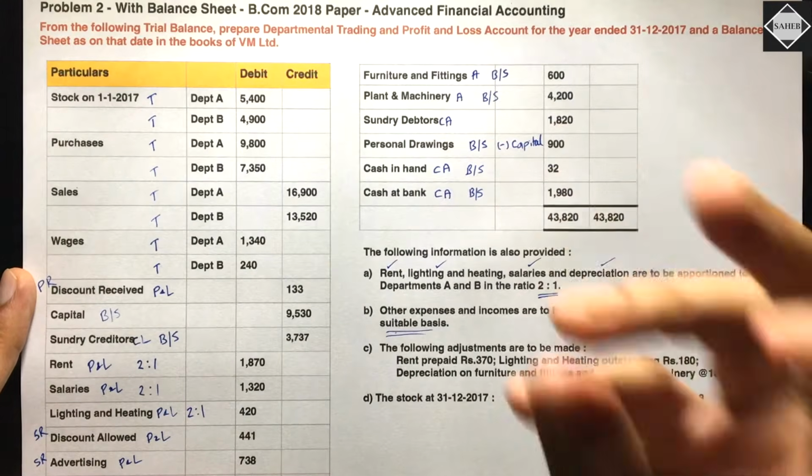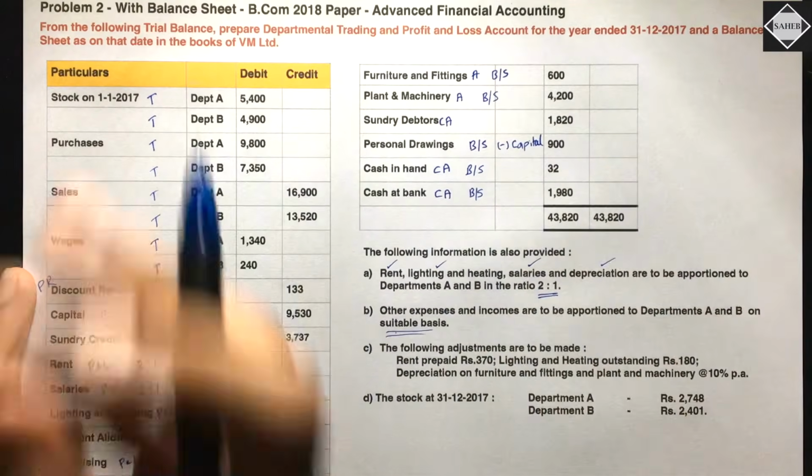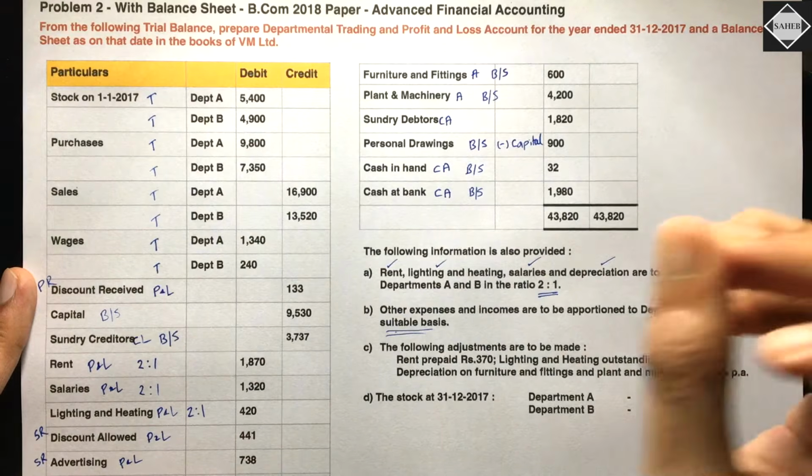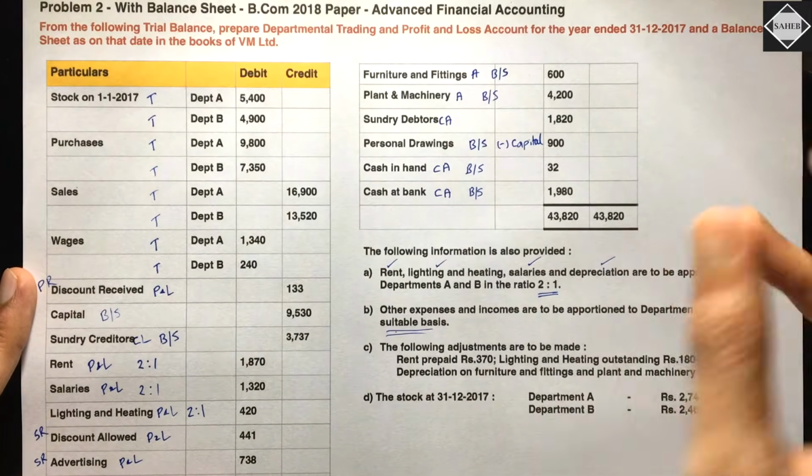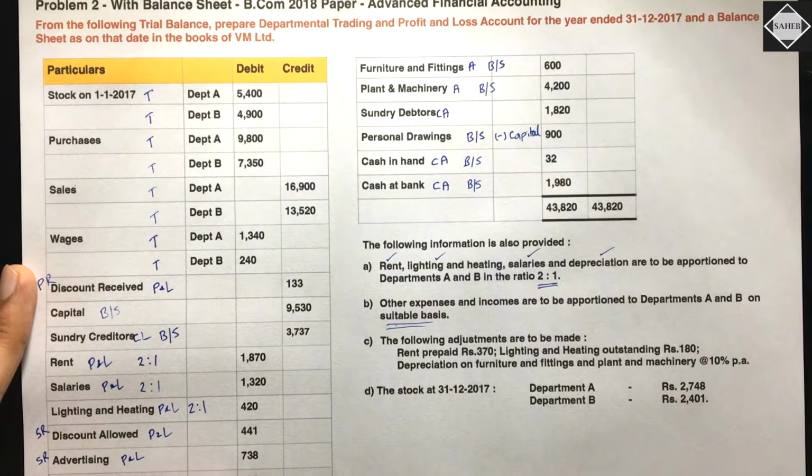10% of 600 is 60 rupees. So 60 rupees depreciation will go in P&L, and then in the balance sheet you have to subtract 60. I mean, you have to show it like that. Okay, we'll see while solving the question.